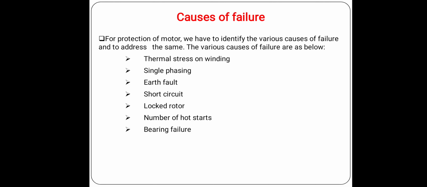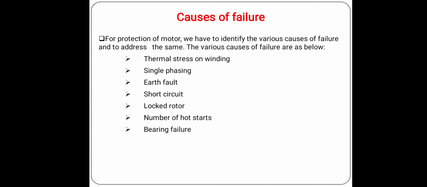Next one is bearing failure. If the bearing fails, then rubbing of the rotor on the stator will occur, resulting in physical damage of insulation and winding. The bearing failure can be avoided by monitoring the bearing temperature. A bearing temperature detector is also used for monitoring and tripping of the motor in case of abnormality.